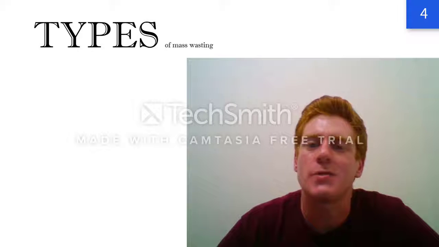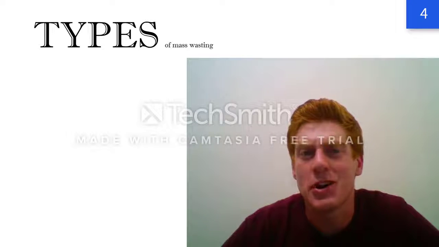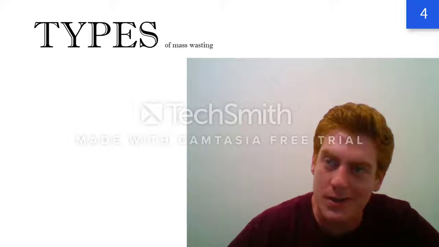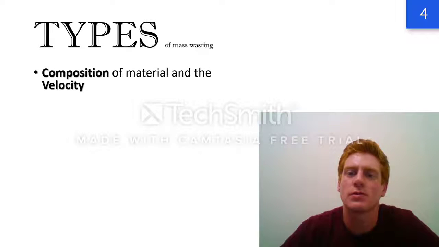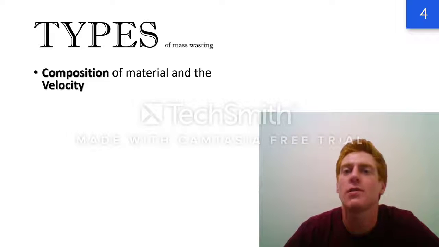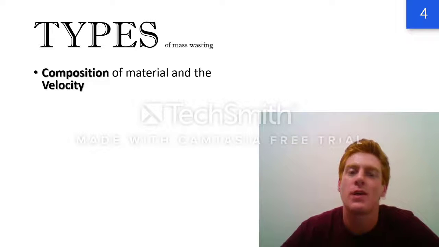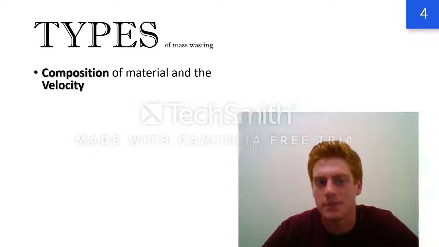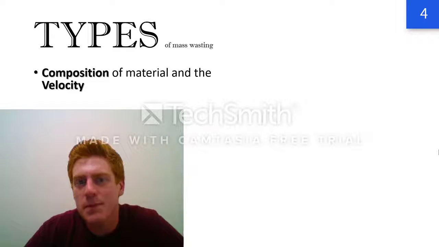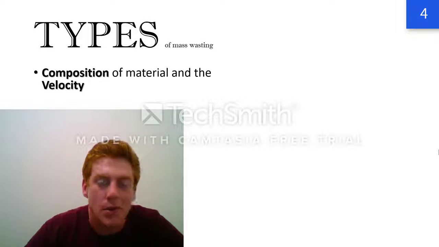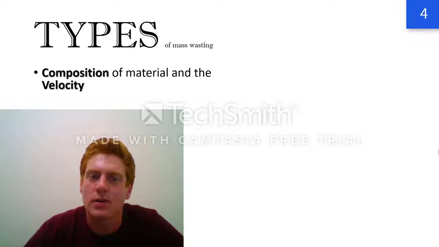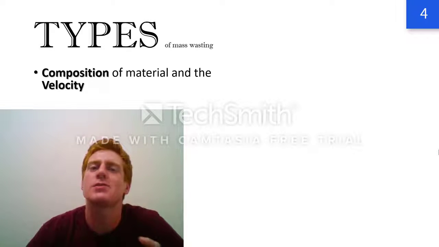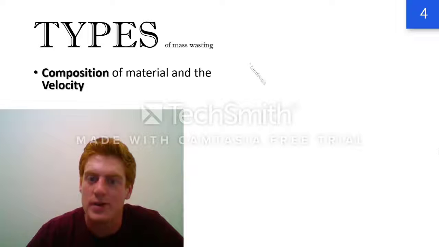Alright, before I get into the types, it's best to know how geologists actually distinguish between said types. They use a combination of two factors. One is the composition of the moving material, so what it's made of, and then the other factor is the rate of the movement, the velocity. Now, I know earlier I said mass wasting is just landslides, but I may have oversimplified to make it easier to understand at the beginning. Sorry about that. This is just one of the many types of mass wasting.